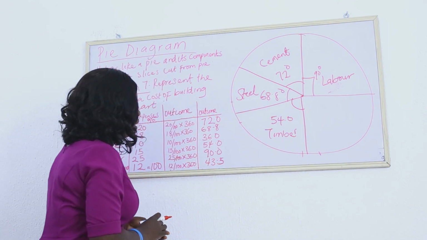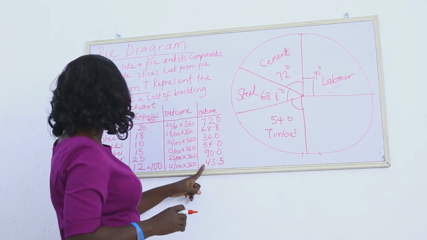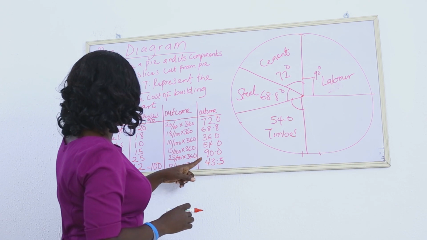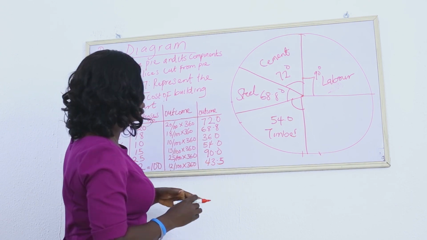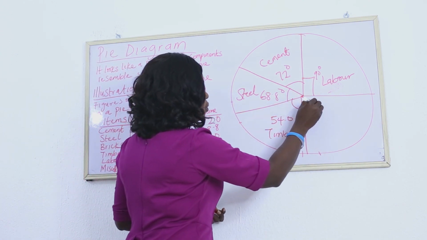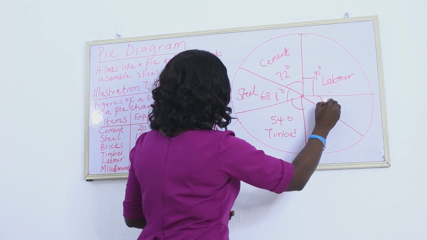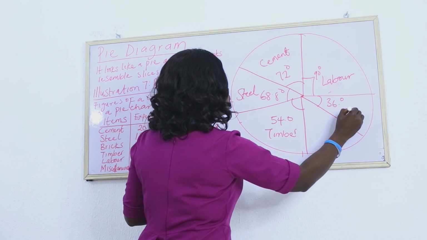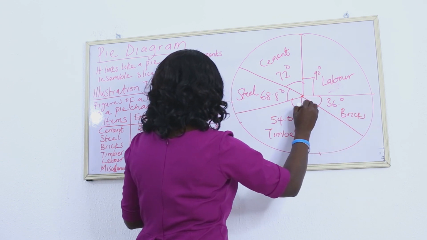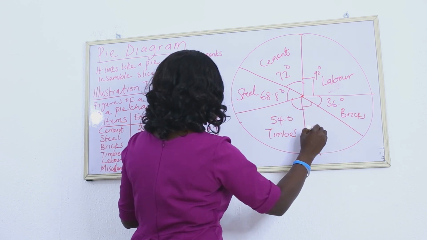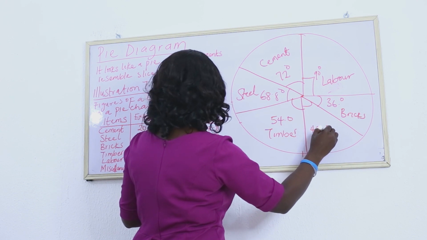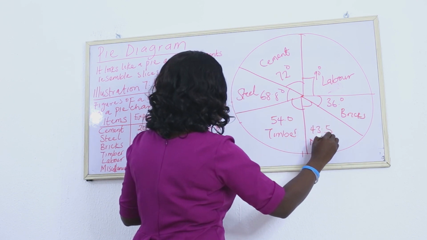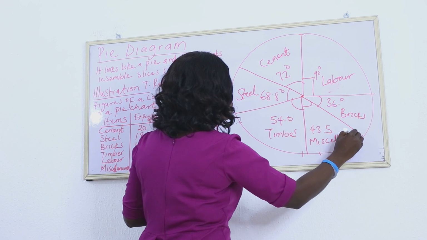Then the two other ones that I've not represented are miscellaneous and bricks, which are 36 and 43. So I take this to be 36 degrees, which is bricks, and the last one to be 43.5, which is miscellaneous expenses.